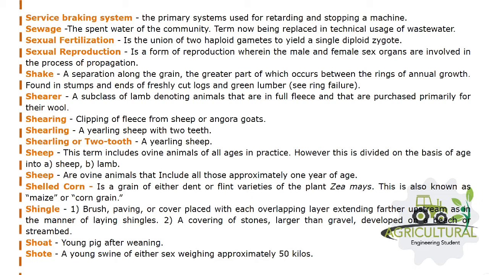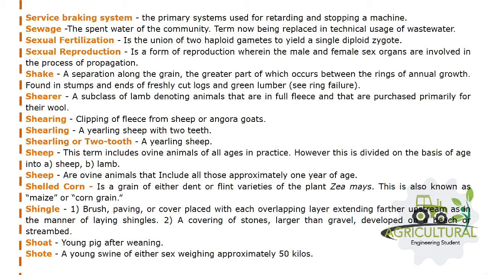Sewage, the spent water of the community. Term now being replaced in technical usage by wastewater. Sexual fertilization is the union of two haploid gametes to yield a single diploid zygote. Sexual reproduction is a form of reproduction wherein the male and female sex organs are involved in the process of propagation. Shake, a separation along the grain, the greater part of which occurs between the rings of annual growth.